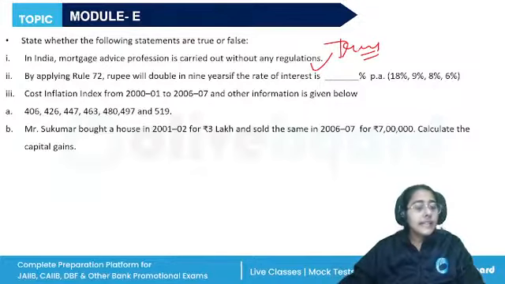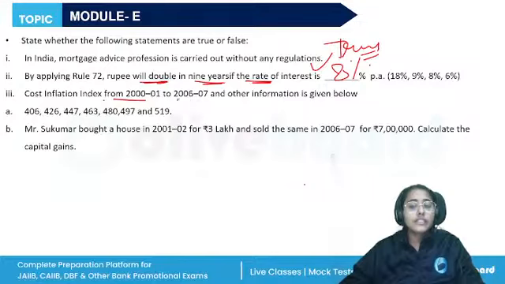right? Second, by applying Rule 72, okay, the same question is here. The rupee will double in 9 years if the rate of interest is 18%, 9%, 8%, or 6%. So, we have already calculated it. Then we are given the cost of inflation index from 2000-2001 to 2006-7. Given the information, the cost of inflation index is given to us.